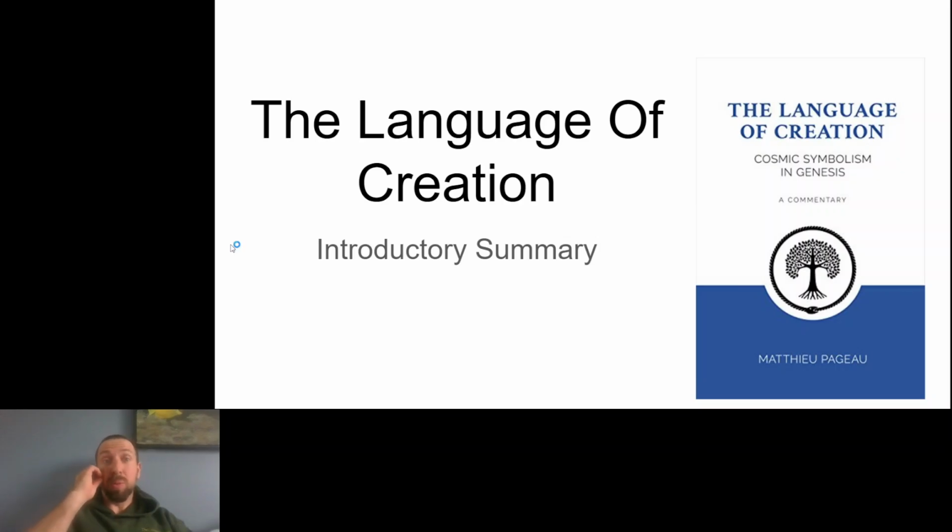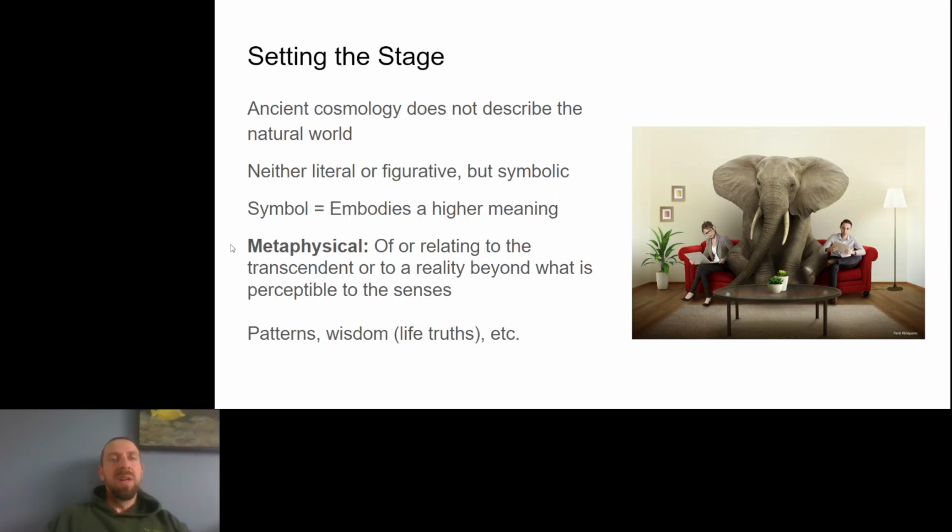So today we'll explore the book The Language of Creation by Mathieu Pajot, who is a Christian Orthodox. We won't be able to get through the whole book. In fact, the second part has more substance to it. We'll just do the first part, which is basically going to help us understand what a symbol is. The first thing we need to know is that ancient cosmology does not describe the natural world.